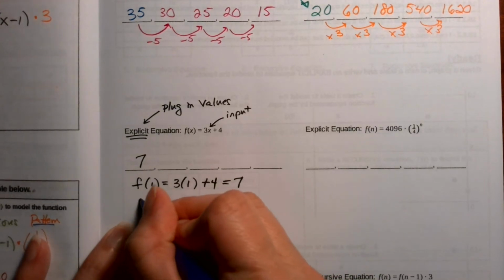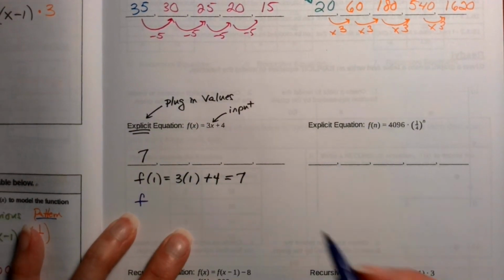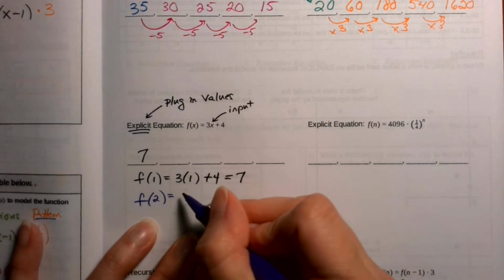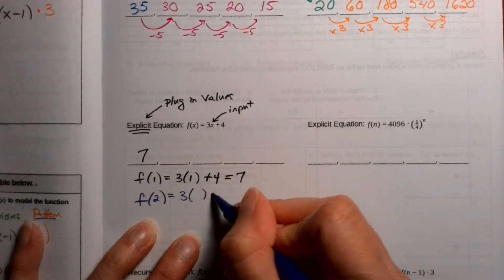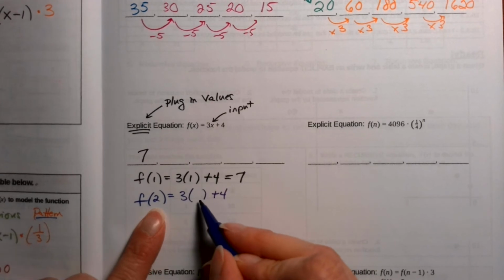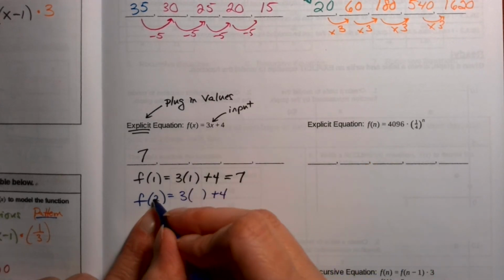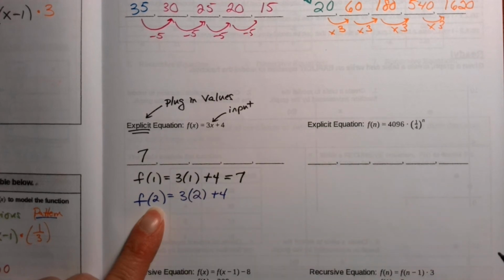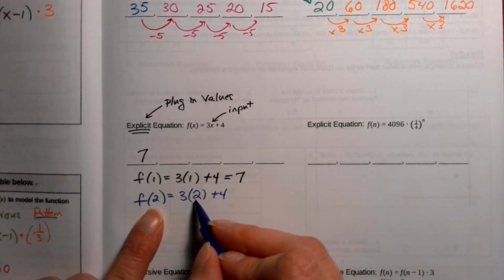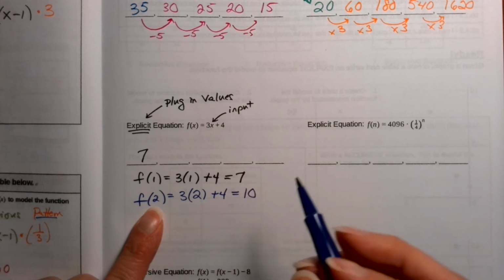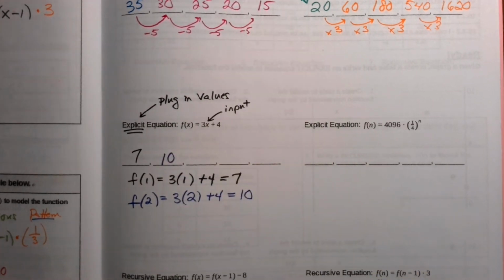All right, now let's find the second one. I'm going to call the second one number 2. See how that works? 3. And what's the input? Some people actually write an X, then they erase X and they replace it with the number we're plugging in. 3 times 2 is 6 plus 4 makes a 10. Okay, if you need help calculating, make sure you ask in class.